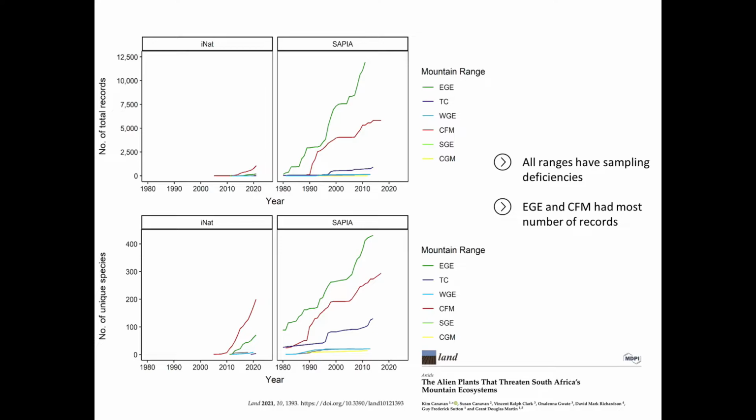If we look at the number of invasives in the different mountain systems, this is a study I was part of recently, where we looked at the available records to get an indication of what species we're dealing with and how many there are. We looked at the SAPIA database, iNaturalist, and general botanical surveys. You can see that the Eastern Great Escarpment, the little green line at the top, is on a straight upwards curve with regard to the number of species, as well as unique species, which is the bottom one.